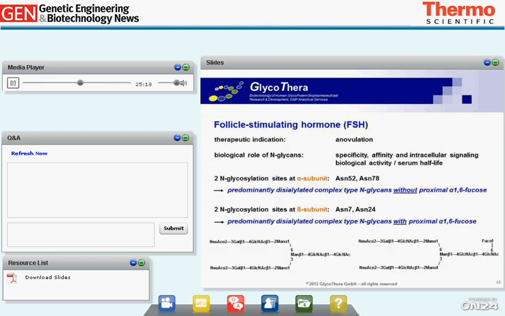Another biopharmaceutical glycoprotein is follicle-stimulating hormone, FSH, which consists of an alpha and a beta subunit, each containing 2 N-glycosylation sites. The alpha subunit contains predominantly N-glycans without proximal fucose, whereas the N-glycans in the beta subunit are predominantly proximal fucosylated.